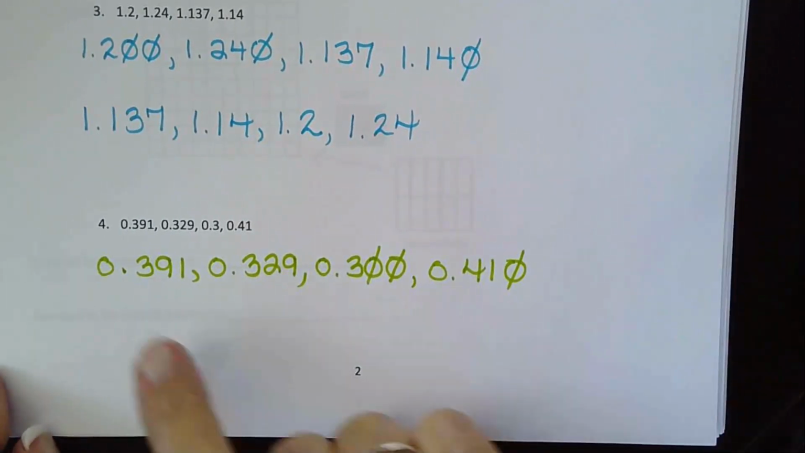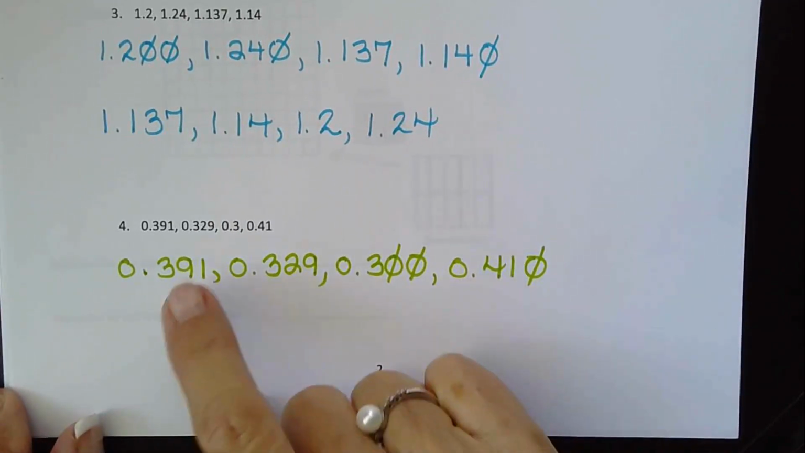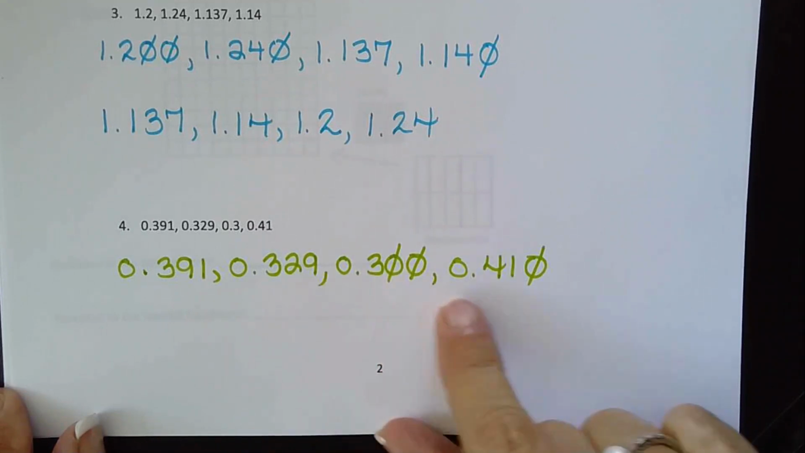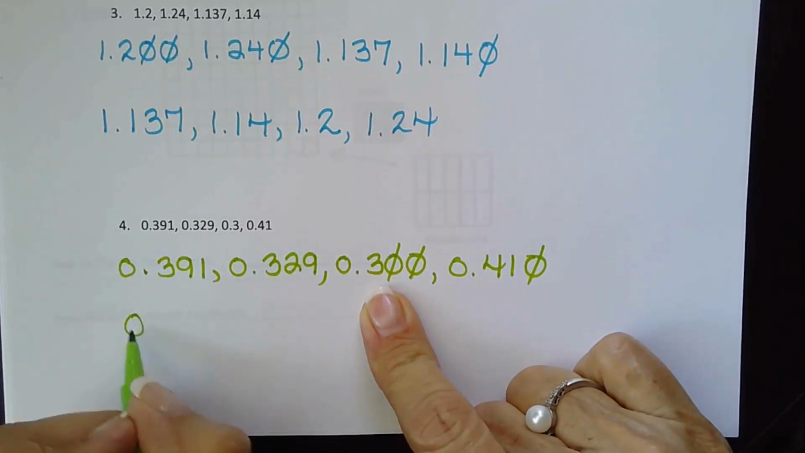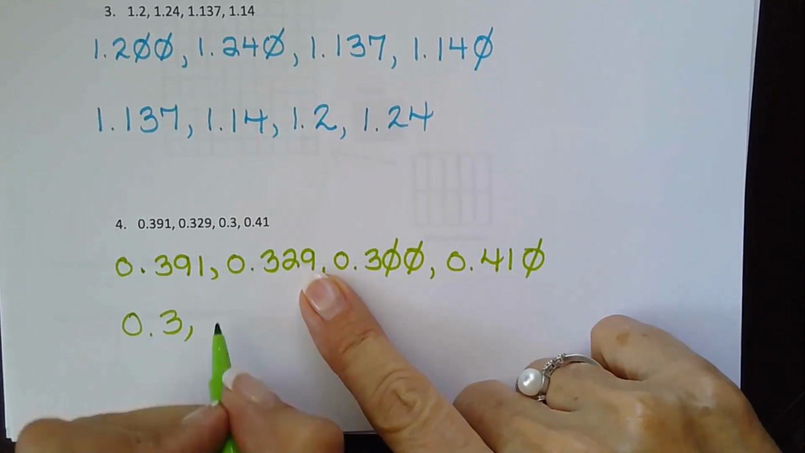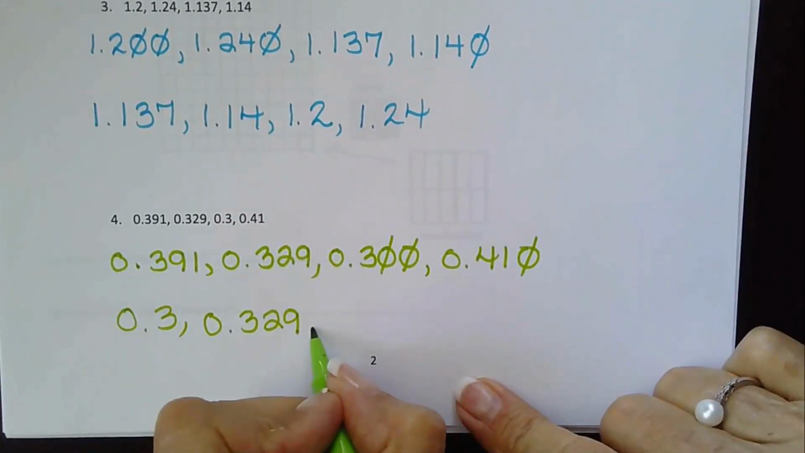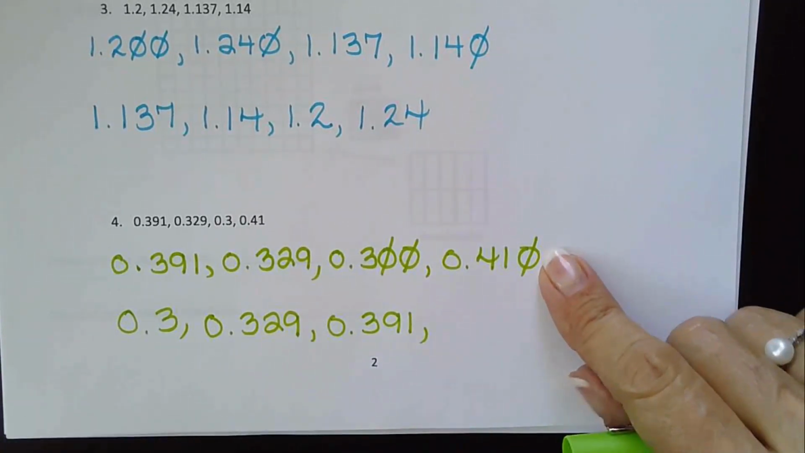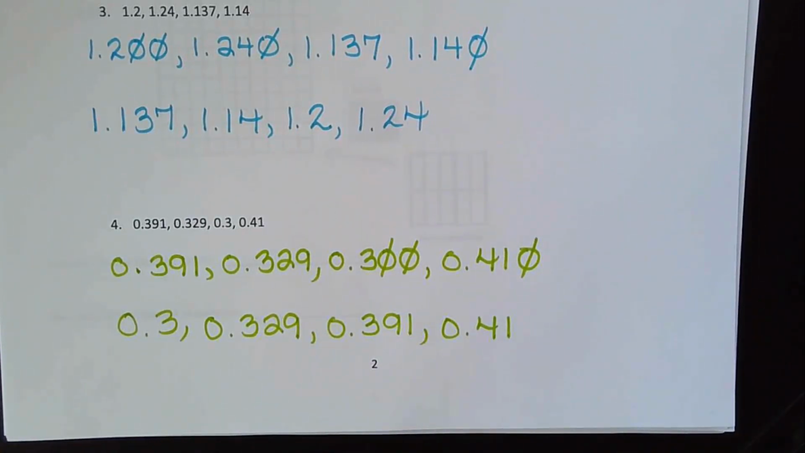So all the zeros are the same, 0, 0, 0, 0. So that means we only look at the numbers afterward. 391, 329, 300, 410. So we can see 300 is the smallest from the group, so I write 0.3 first. 329 is the next largest, so 0.329. 391 is the next largest, so 0.391. And then 410 is the largest, so we write 0.41. So easy stuff, right?